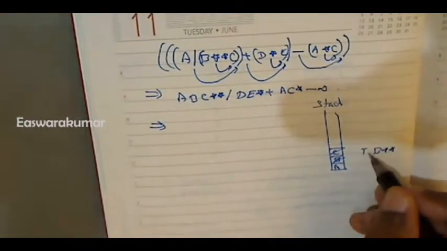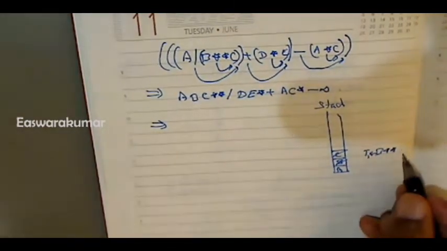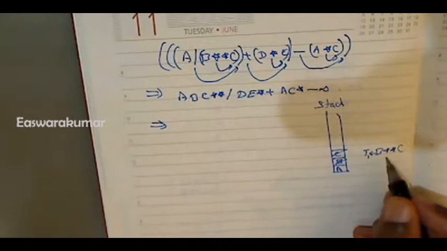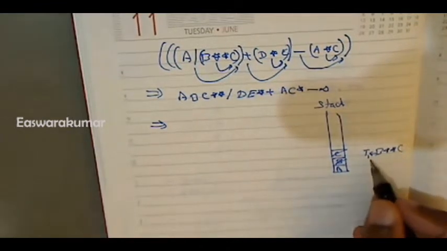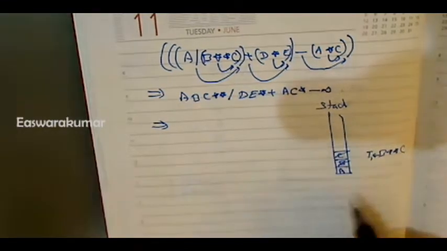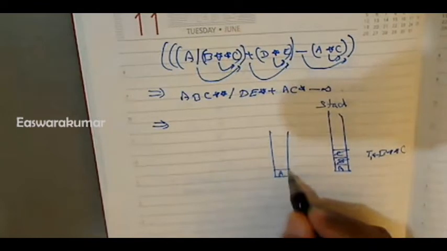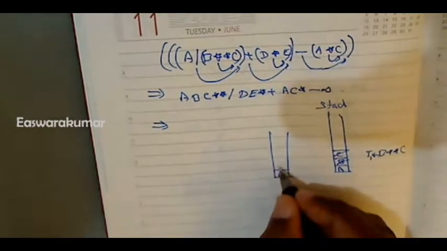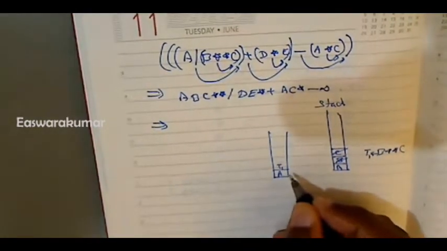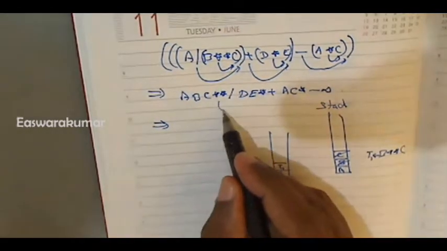Let us say the answer is T1, a temporary value. We are evaluating B star star C and the result is some T1. Then this T1 will be inserted back into the stack. Now your stack will have A at the bottom, and then T1 on top of it.